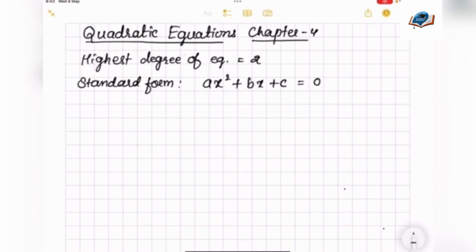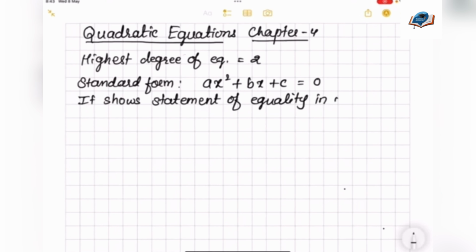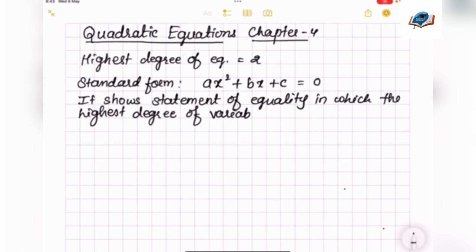It shows a statement of equality in which the highest degree of the variable x is 2. The variable can be anything, it can be x, y, z, any variable. So the highest degree should be 2.